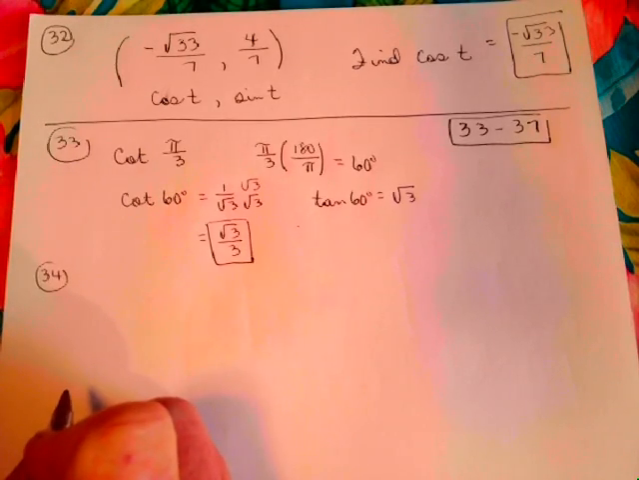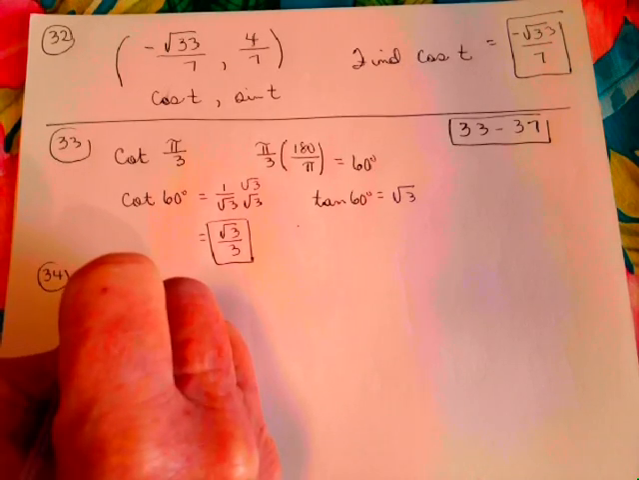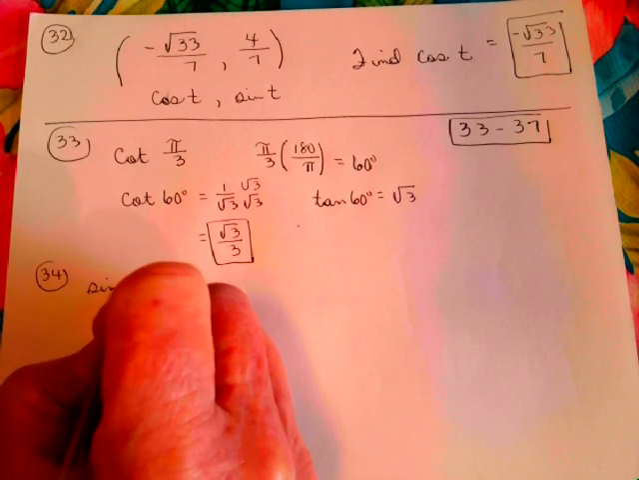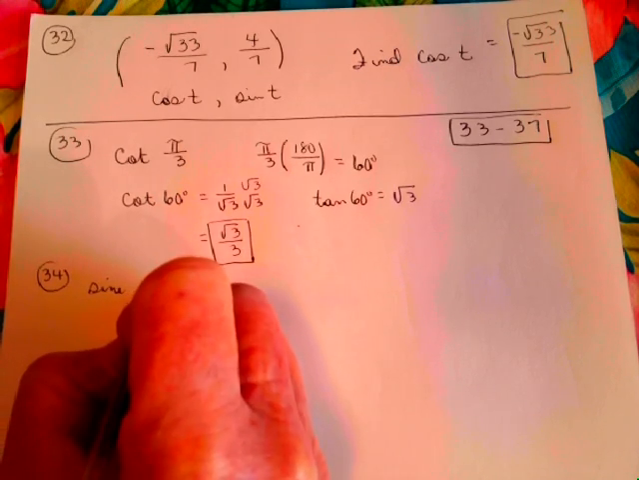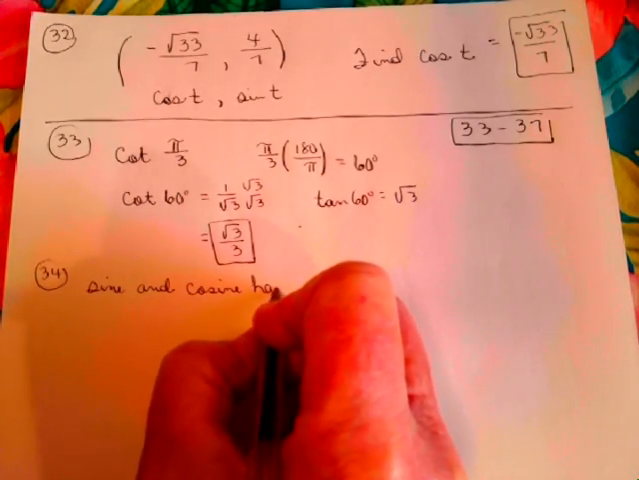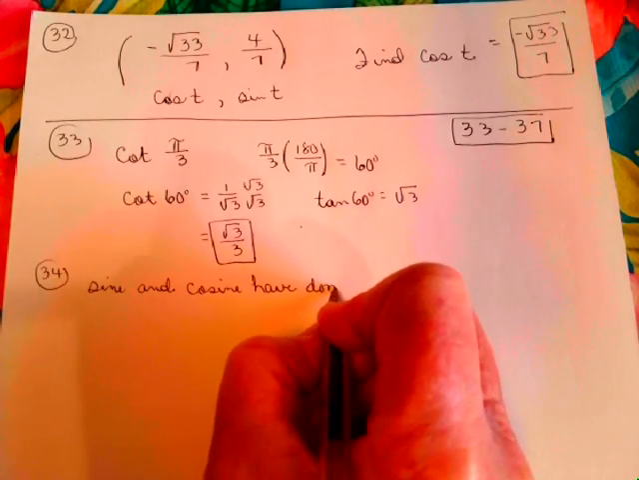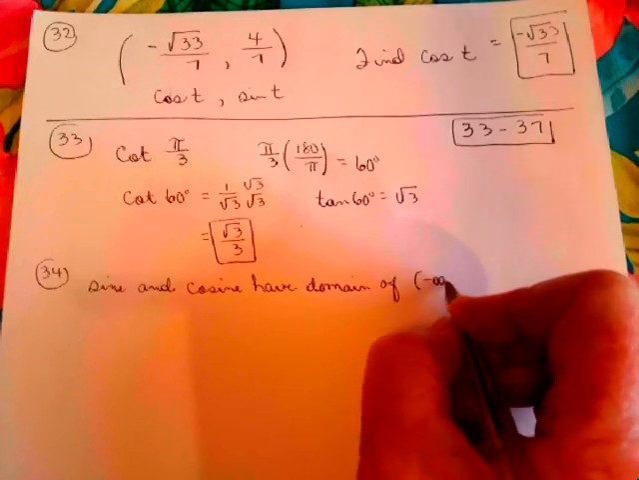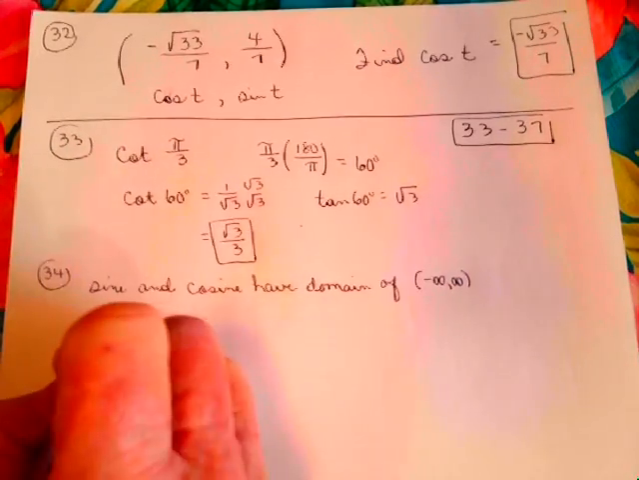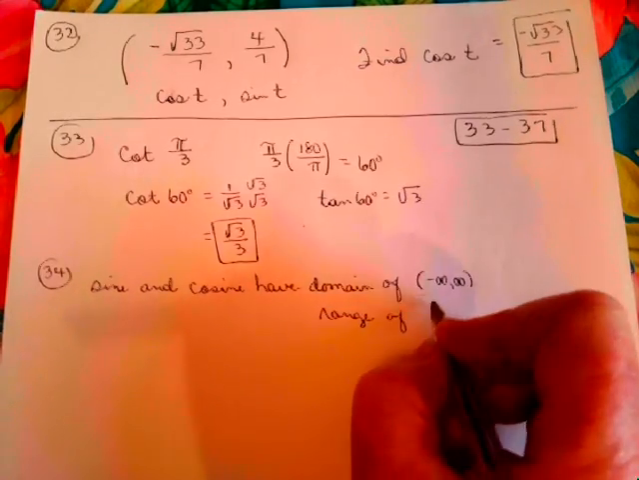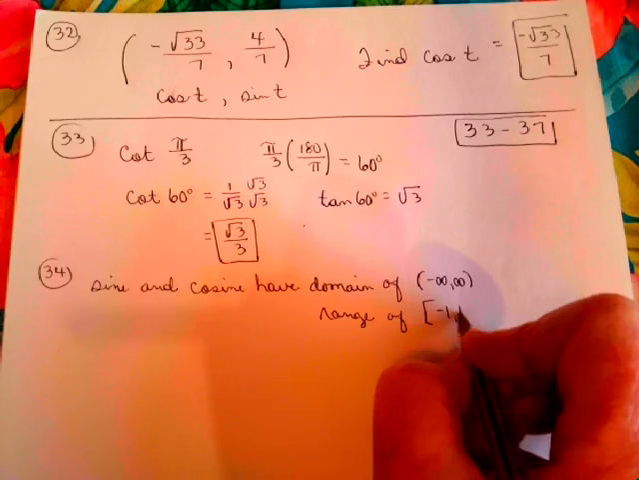34. What is the domain of the cosine function? In your notes, you know that I gave you sine and cosine have domain of negative infinity all the way to infinity, and range of -1 to 1.